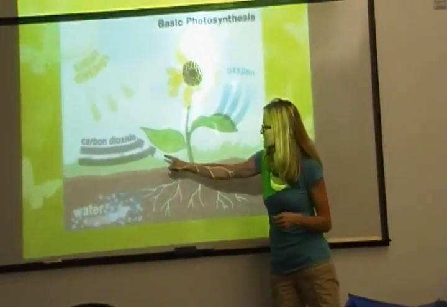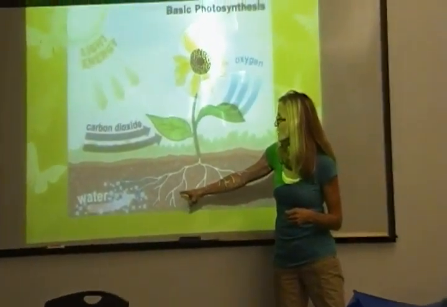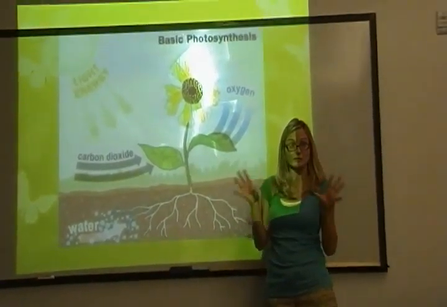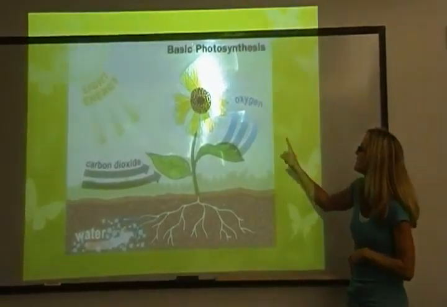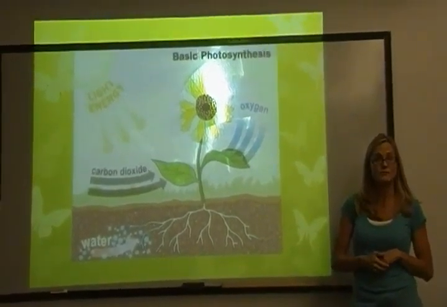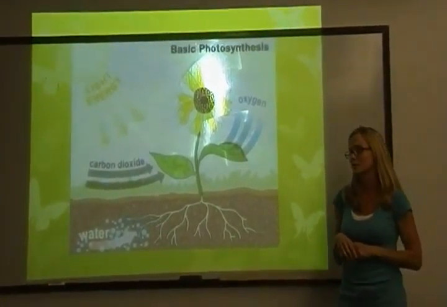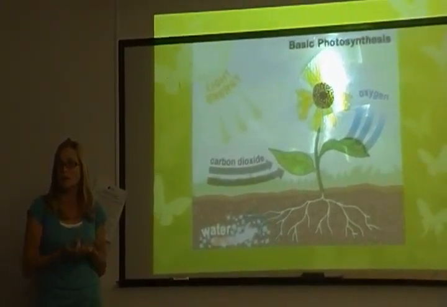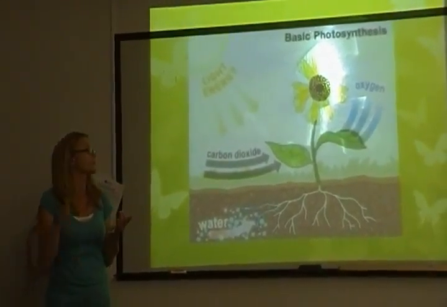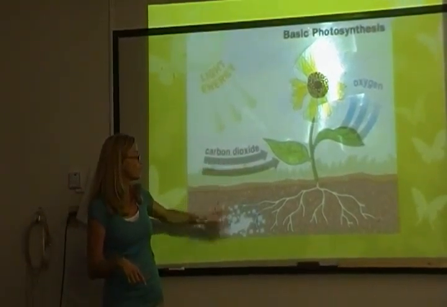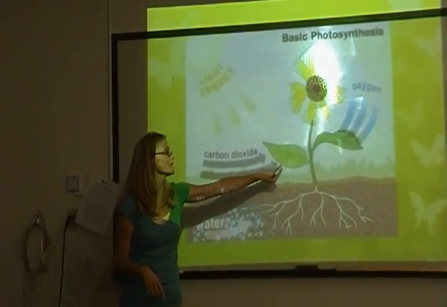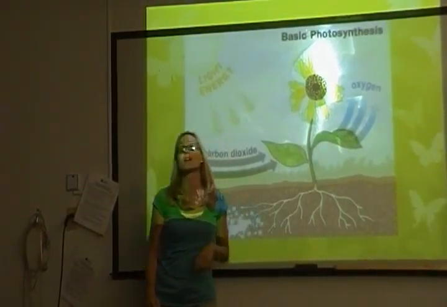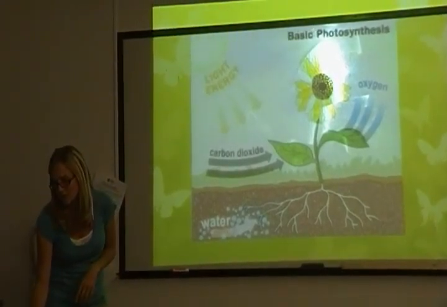Sunlight, carbon dioxide, and water combine inside the chloroplast, do a bunch of chemical magic that we'll see in a moment, and they release oxygen and one other component that's really important that we're going to see in the next slide. So the basics of photosynthesis are sunlight combines with carbon dioxide and water in the leaves of the plant, and as a byproduct releases oxygen. That's the main thing.